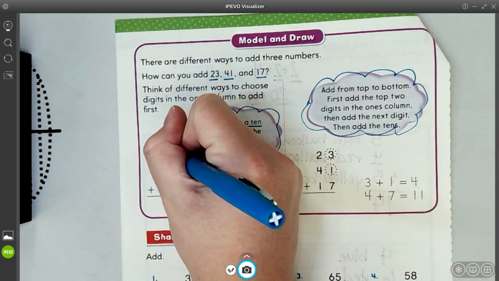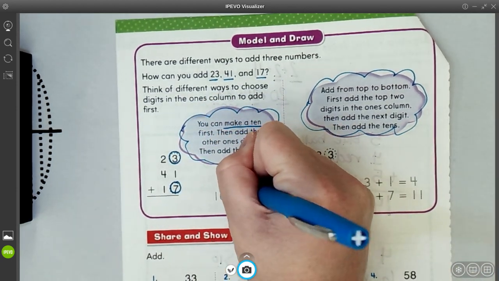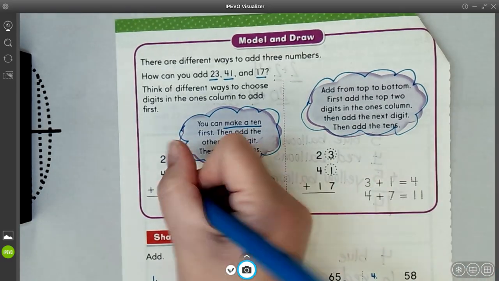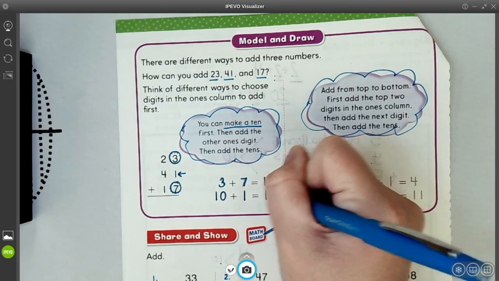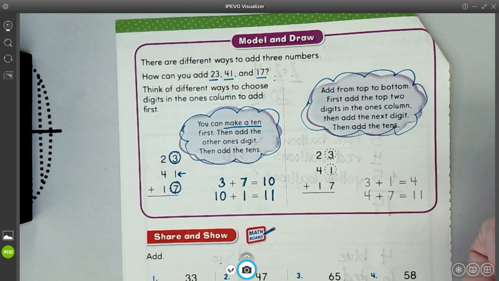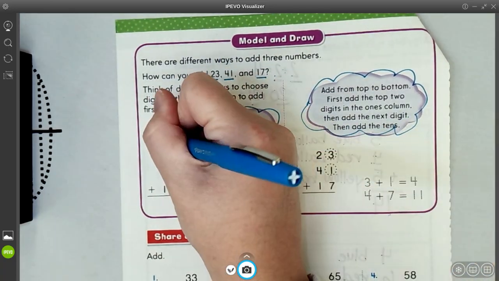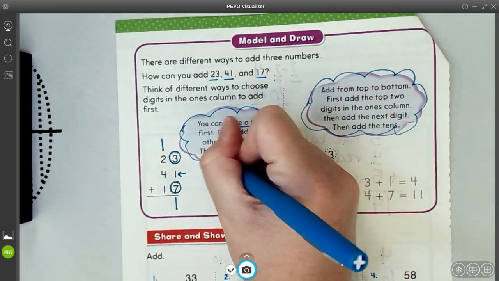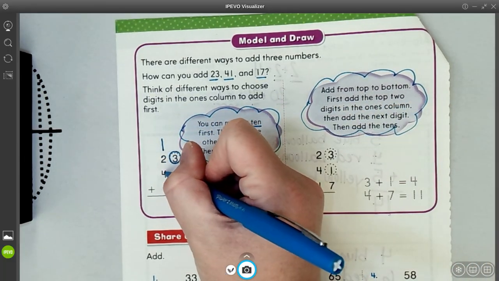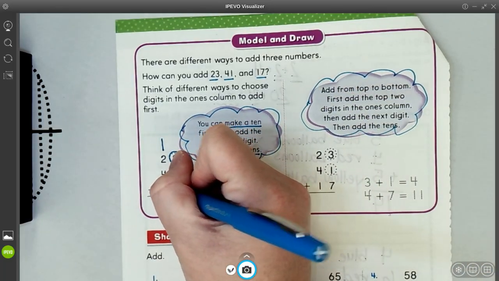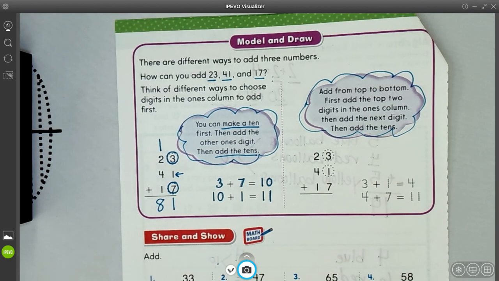So what they saw here is that we have 3 ones and 7 ones. When we do 3 plus 7, we get 10. Then we just have our 1 to add to that 10. And we have 10 plus 1 equals 11. All right, and from there, we know that 11 means we have 1 one and 1 ten. Then add the tens. So 1 plus 2 would be 3, plus 4 would be 7, plus 1 more would be 8. So we get 81.